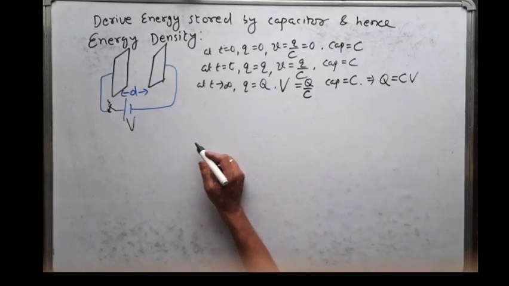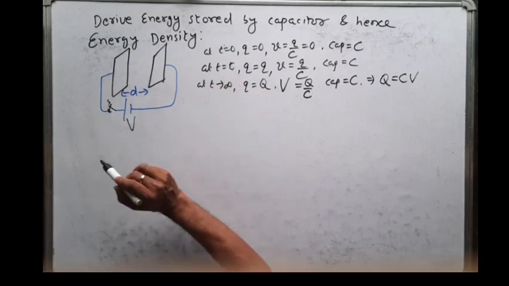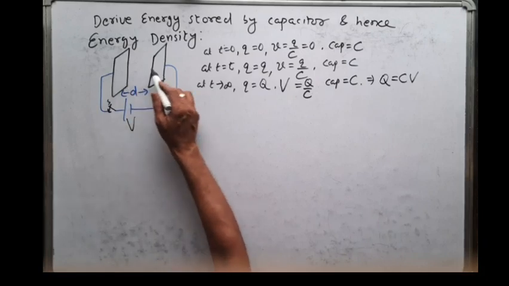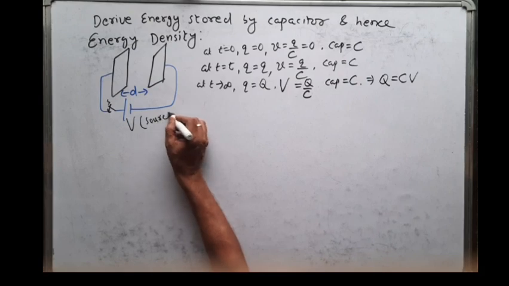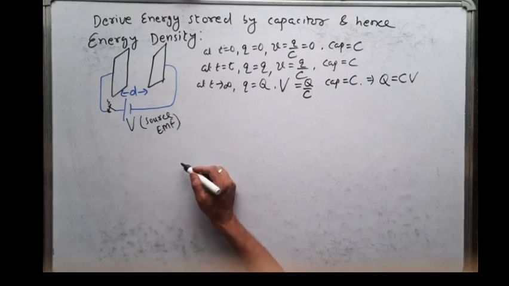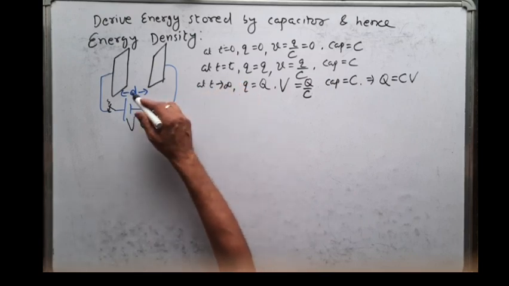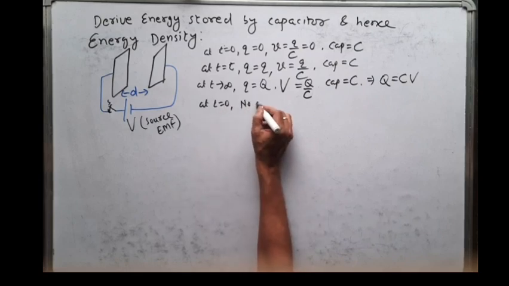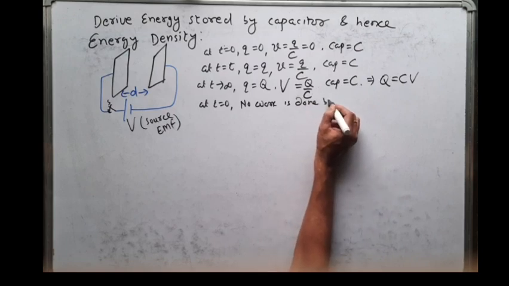Now, what is the logic? How is the energy stored? You see, initially when the switch is open, there is no charge. If there is no charge, there is no work done by the source. This is called the source, and this source is called EMF, electromotive force. So initially there is no work. So at t is equal to 0, no work is done by the source.